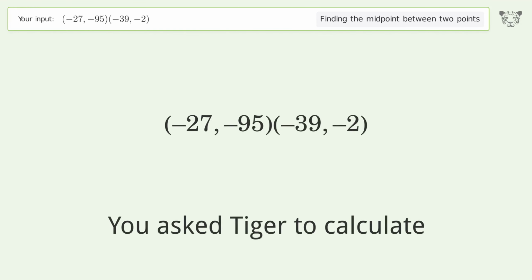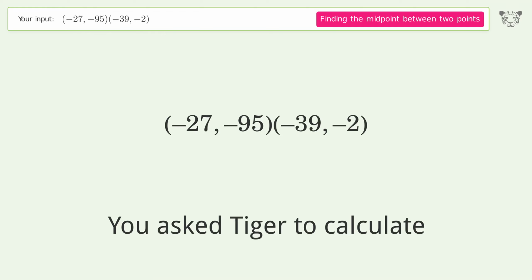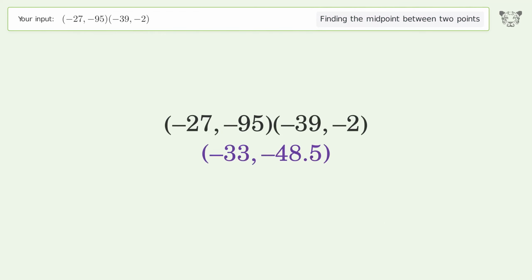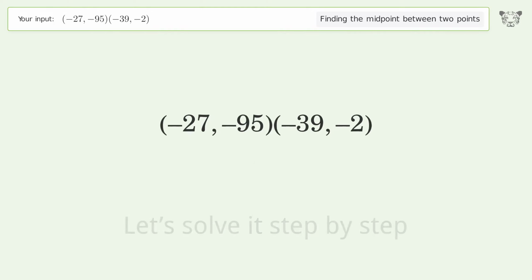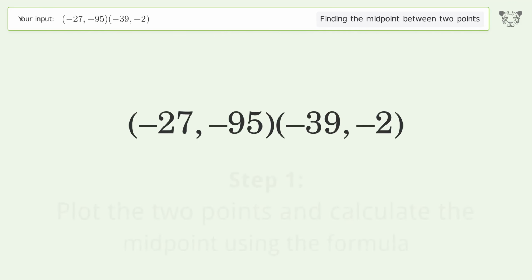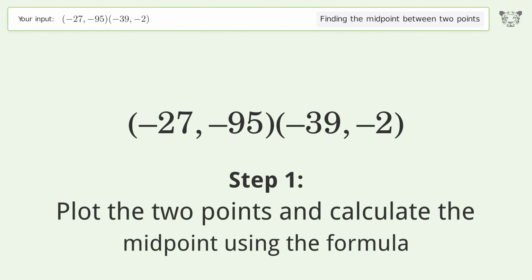You ask Tiger to calculate. This deals with finding the midpoint between 2 points. The midpoint between the 2 points is -33, -48.5. Let's solve it step by step. Plot the 2 points and calculate the midpoint using the formula.